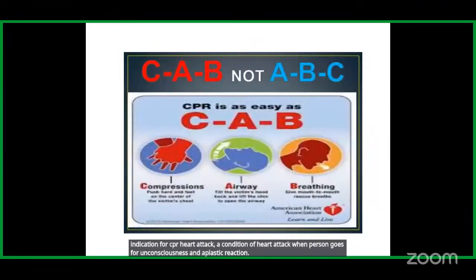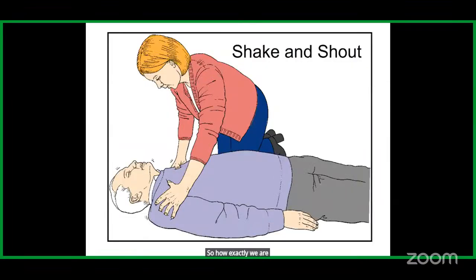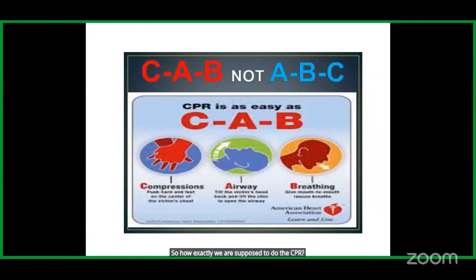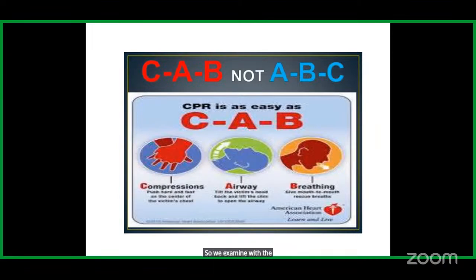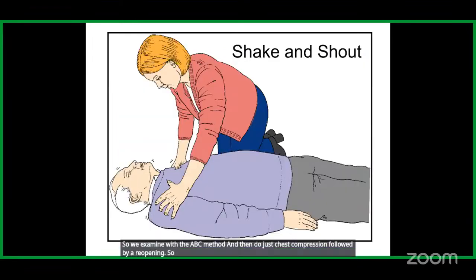So how exactly we are supposed to do the CPR? It is through the CAB method. CAB means chest compression, followed by airway opening, followed by the breathing. So we examine with the ABC method and then do just chest compression, followed by airway opening. So how exactly it should be done? All right. So we will go step by step.